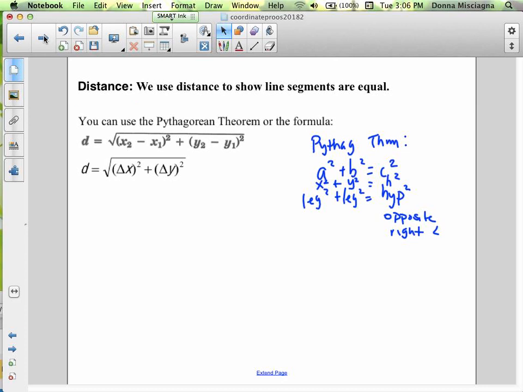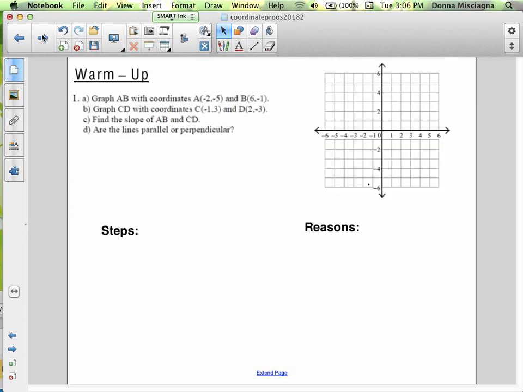You can also use the Pythagorean theorem to prove that a triangle is a right triangle. If the Pythagorean theorem holds, it's a right triangle. All right, so here's our little warm-up, and I do think this one is in your note set. The anticipatory set was not, but this one is.